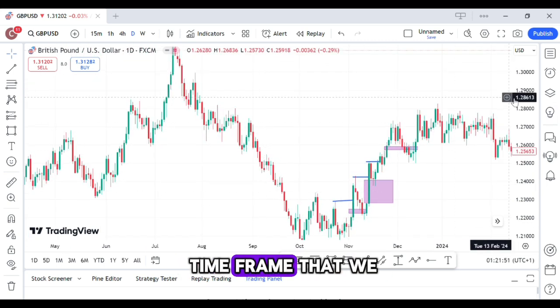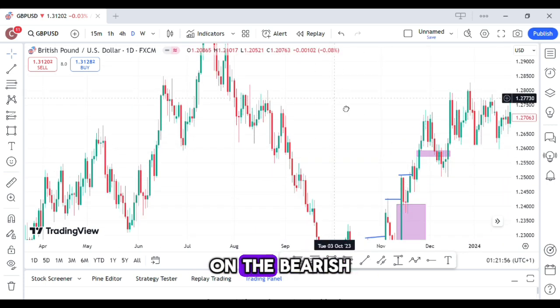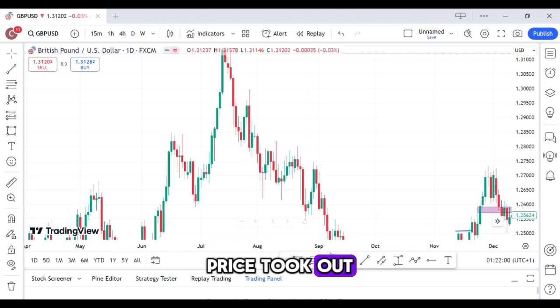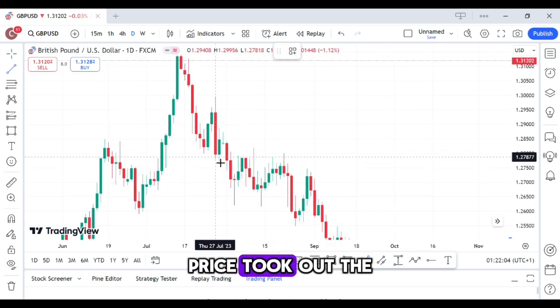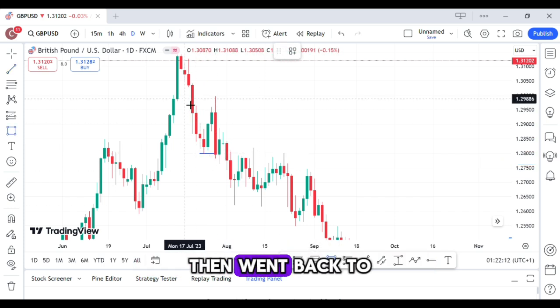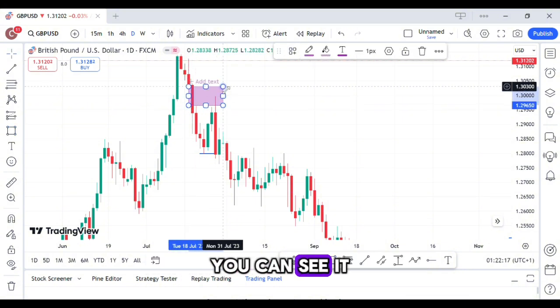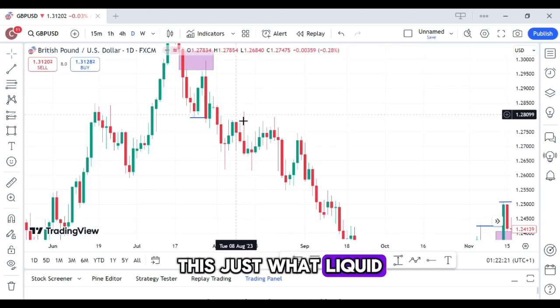This is the daily time frame. Now we can see from here on the bearish trend, price took out the external range liquidity here. Price then went back to this internal range liquidity. You can see it. This happens often in the markets. This is just what liquidity is basically.